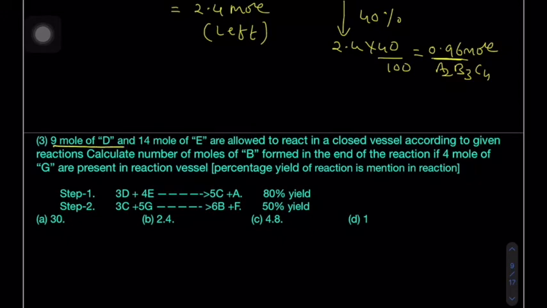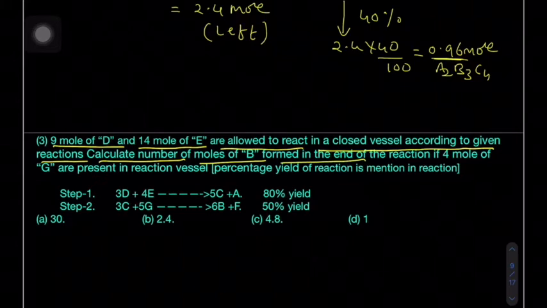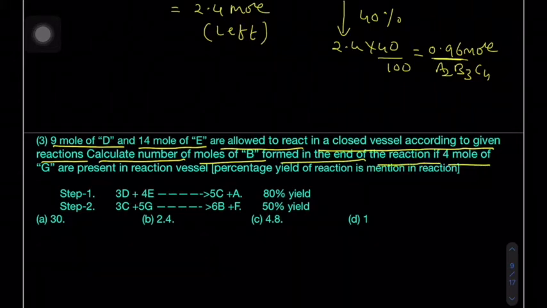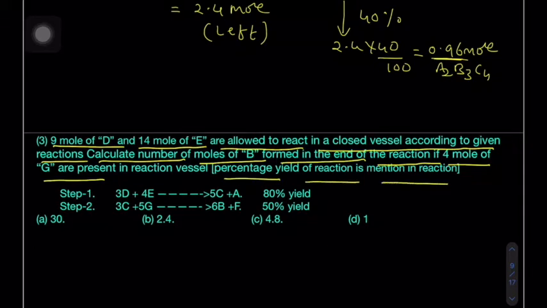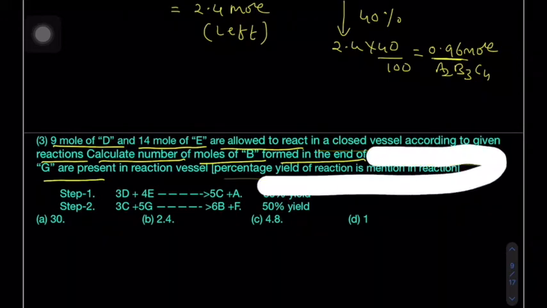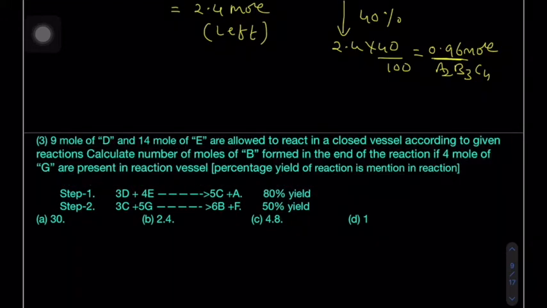9 moles of D and 14 moles of E are allowed to react in a closed vessel according to the given reactions. Calculate the number of moles of B formed at the end of the reaction if 4 moles of G are present in the vessel. In brackets, the percentage yield of the reaction is given. Are you getting my point? So here in brackets, the percentage yield of the reaction is given to you.